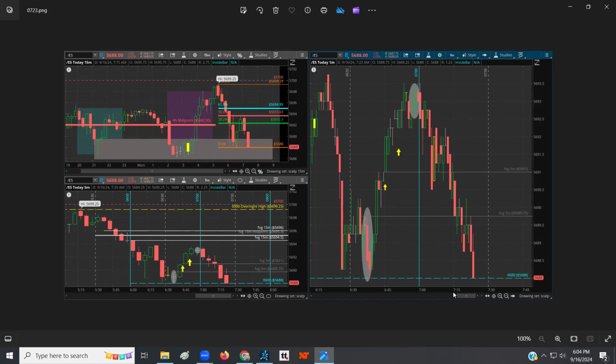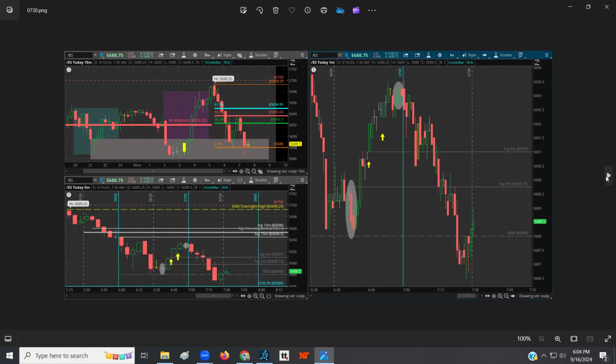0723. Now we're testing the 6 o'clock lows. So again, this blue horizontal line is the low from between 6 and 7 a.m. 0730. The half an hour. Again, this white vertical line represents a half an hour. Look, we got a turning point reversal, 5-minute reversal. On the 15-minute, we got an inside candle forming.